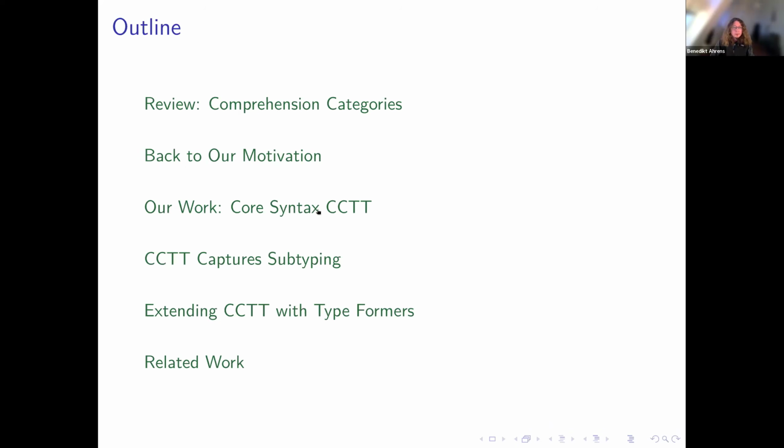Okay, this is the outline for the talk. I will review the definition of a comprehension category, and I will go back to the motivation, and then in these three parts, I will talk about what we have done, namely developing a type theory, or the rules of a type theory, CCTT, and then talk about how the feature of subtyping is captured by CCTT, and I will talk about type formers for CCTT.